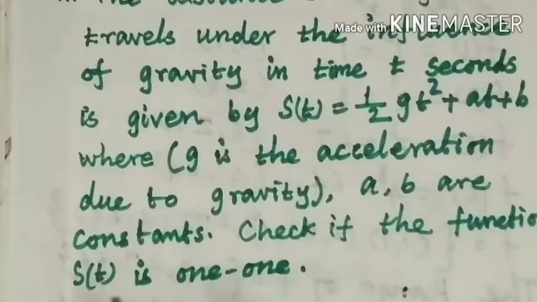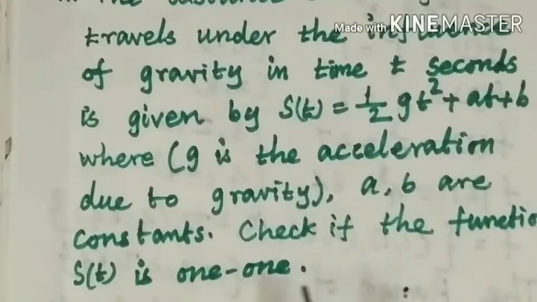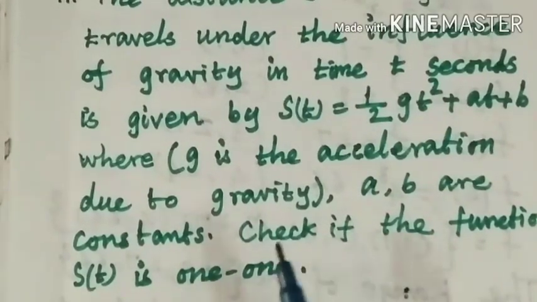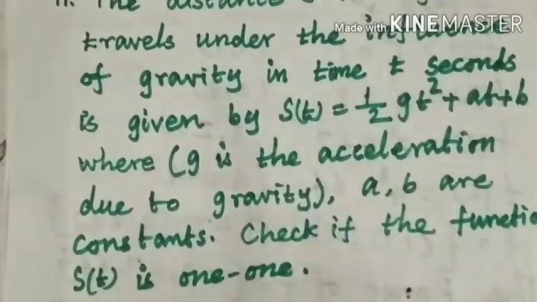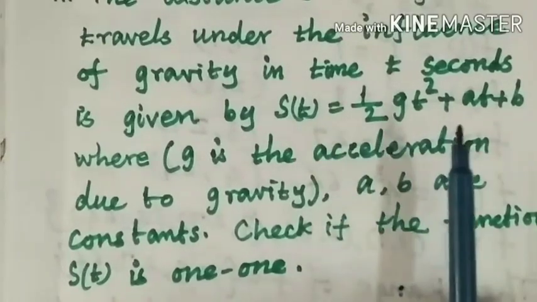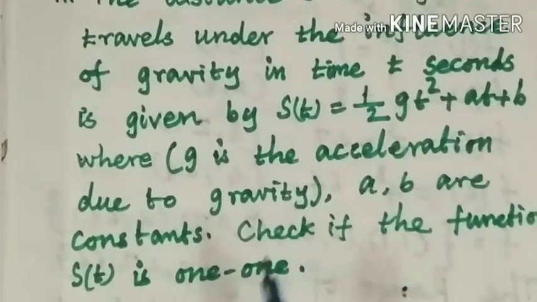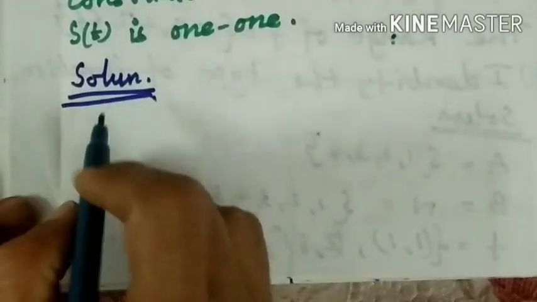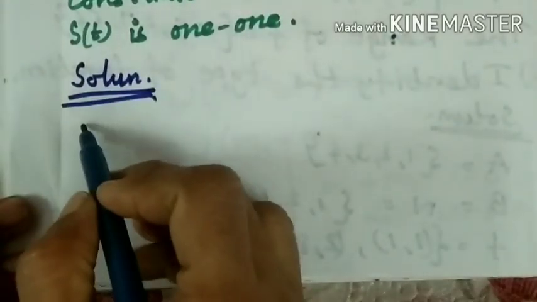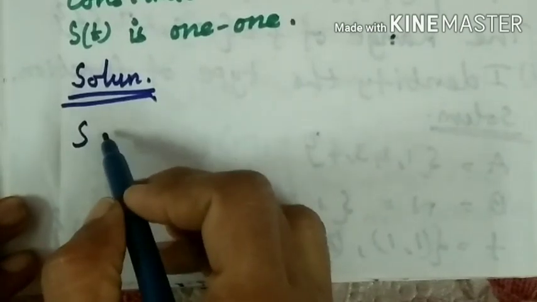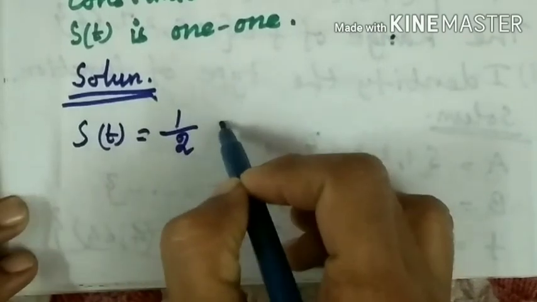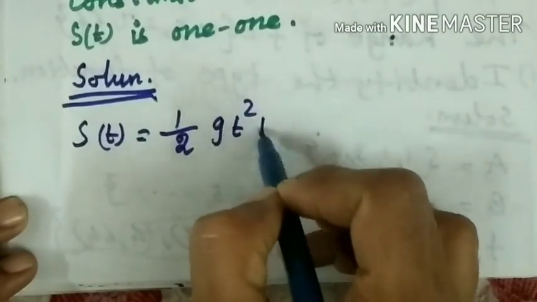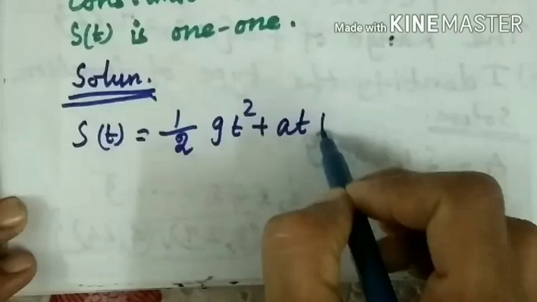Check if the function s of t is 1-1. In this question, the function s of t is given. We have to check whether it is a 1-1 function or not. In the solution, first you take down and write the given function s of t equal to 1 by 2 g t squared plus a t plus b.